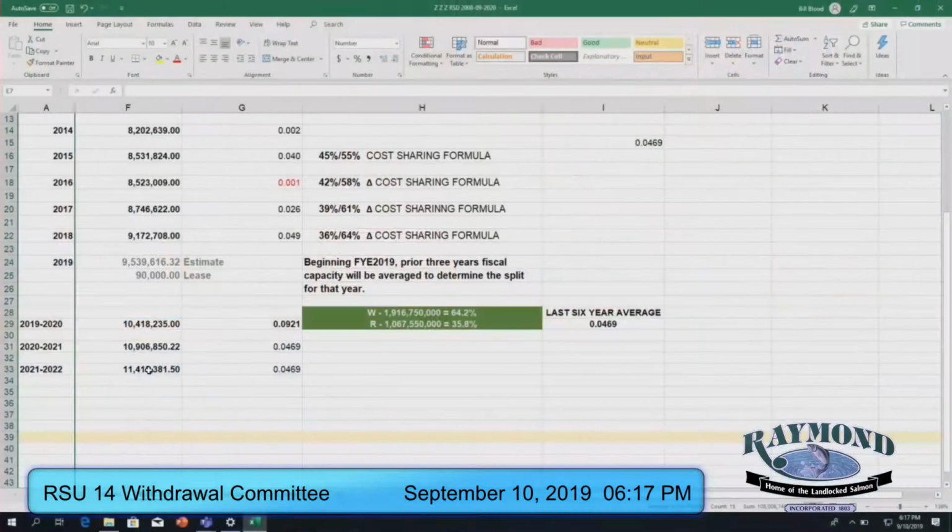So let's say withdrawal would happen in 2021. Actually, it would be 2020, 21, 22. It would be that last 22 line, the school year, because we would have to vote in a November election. And the budget that we're preparing would be the 2021 budget, which would take effect in June of '21.